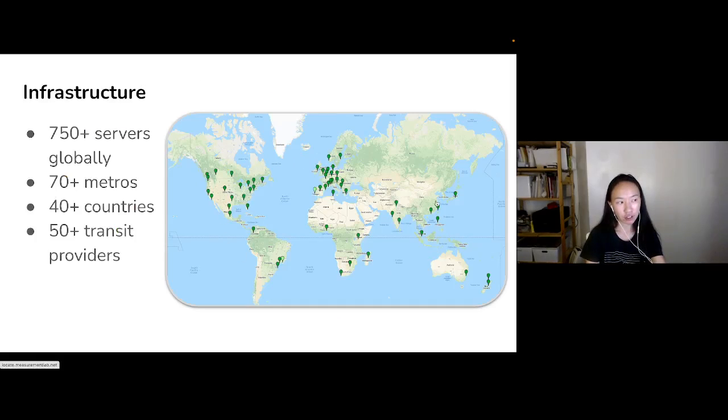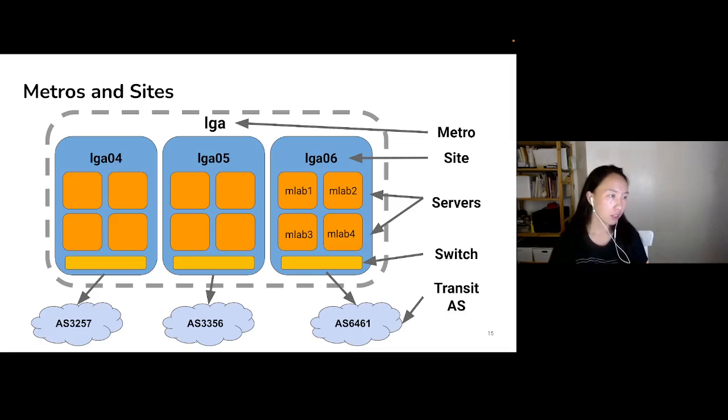Again, here's our infrastructure map, 750 servers globally. I will show you later in this presentation how to access this map in case you are wondering if we have servers in a specific location. And there's some other stats about where we are represented.